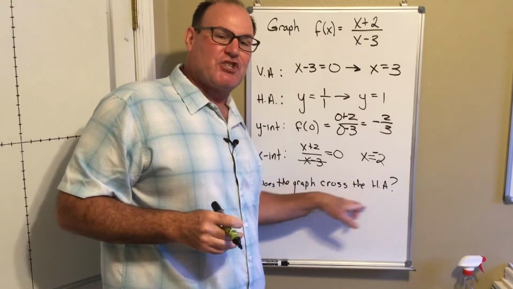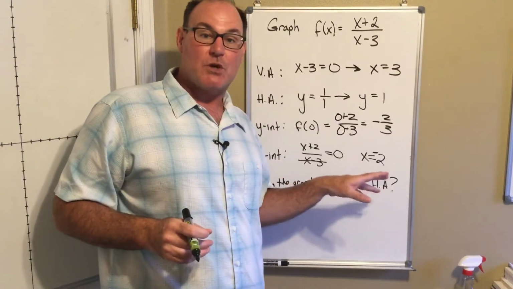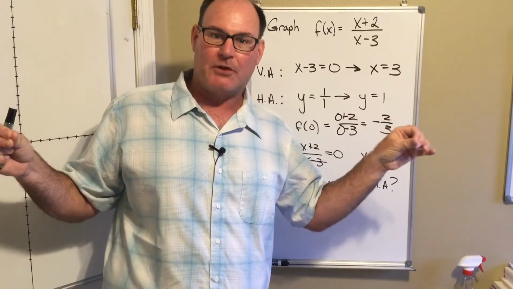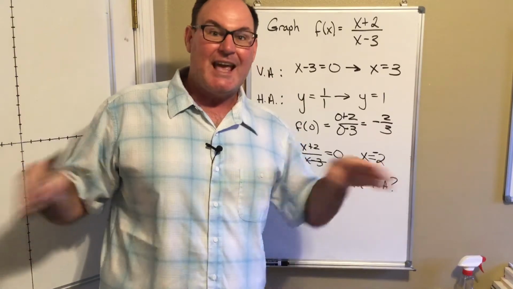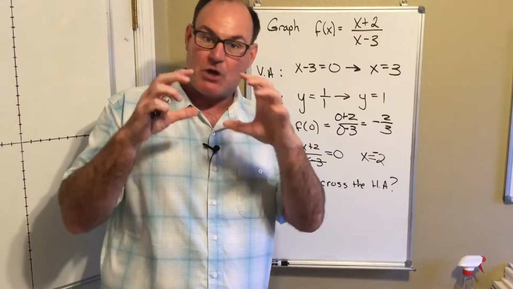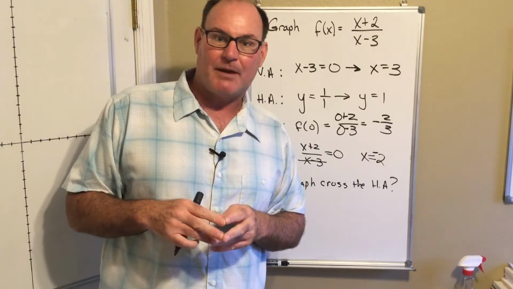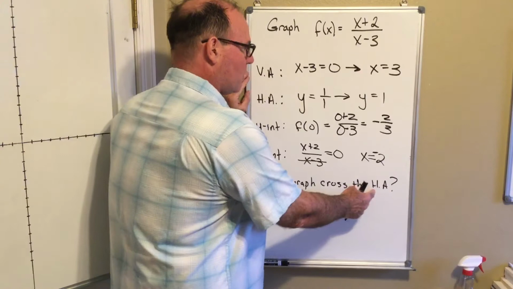The next question is, does the graph cross the horizontal asymptote? Horizontal asymptotes tell us the long-term behavior of the graph. And while a graph can never cross the vertical asymptote, it can cross a horizontal asymptote, usually right around the origin where all the fun stuff's happening. So what you do is this. Does the graph cross the horizontal asymptote?